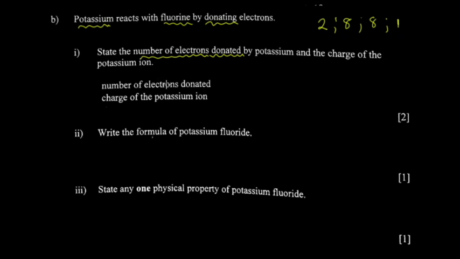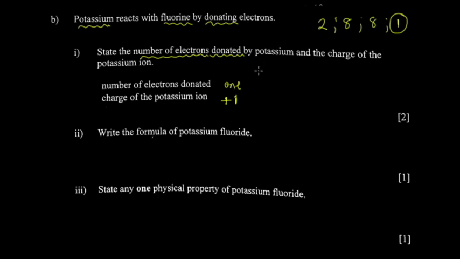If you're asked to find the number of electrons donated, it would donate this one here, so it would be 1. When it donates this one, the outermost shell is filled up, thereby it's stable, and fluorine accepts this one as well. The charge on the potassium ion: the potassium atom was neutral, then it lost an electron, so it lost one negative. So now we have positive 1.